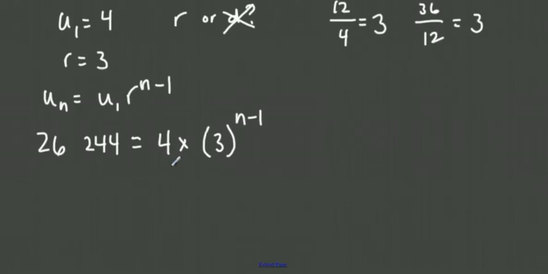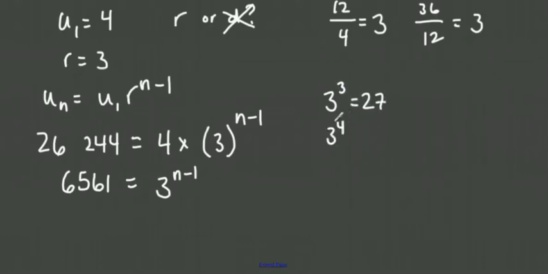26,244 divided by 4, and we get 6,561 equal to 3 to the n minus 1. And now I need to know what power of 3 is going to be equal to 6,561. I could start just calculating powers of 3, right? I know 3 to the 1 is 3 and 3 to the 2 is 9. So 3 to the 3 is 27. And then I can just multiply by 3.